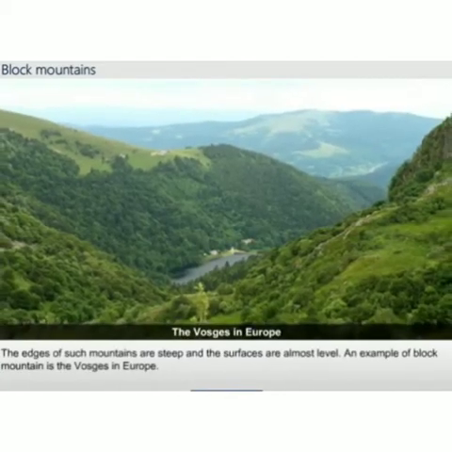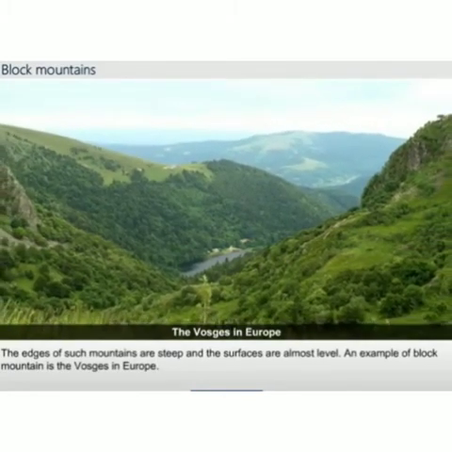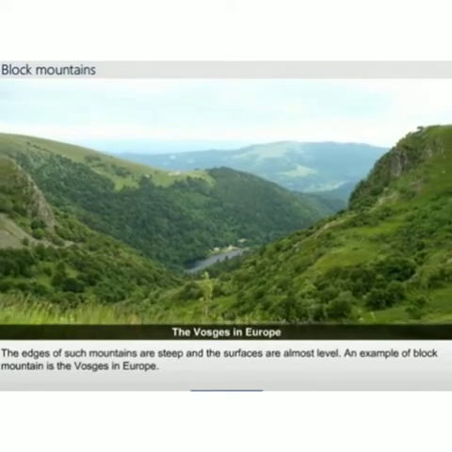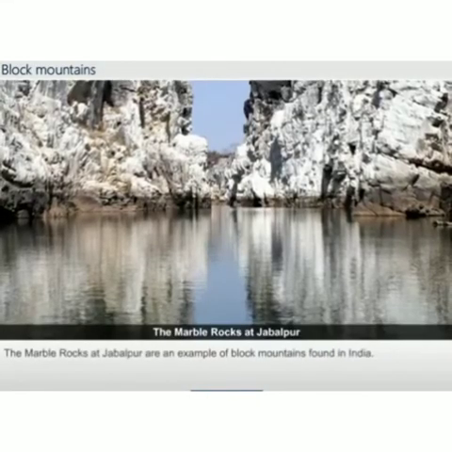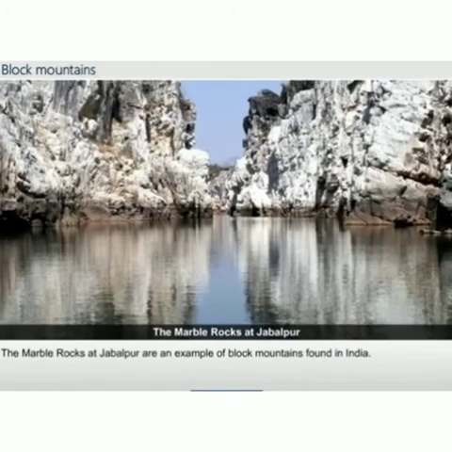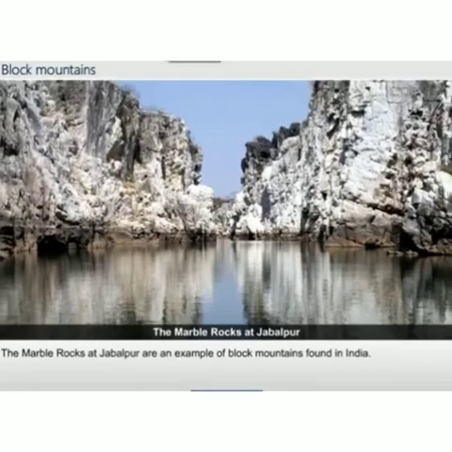The edges of such mountains are steep and the surfaces are almost level. An example of block mountains is the Vosges in Europe. The marble rocks at Jabalpur are an example of block mountains found in India.